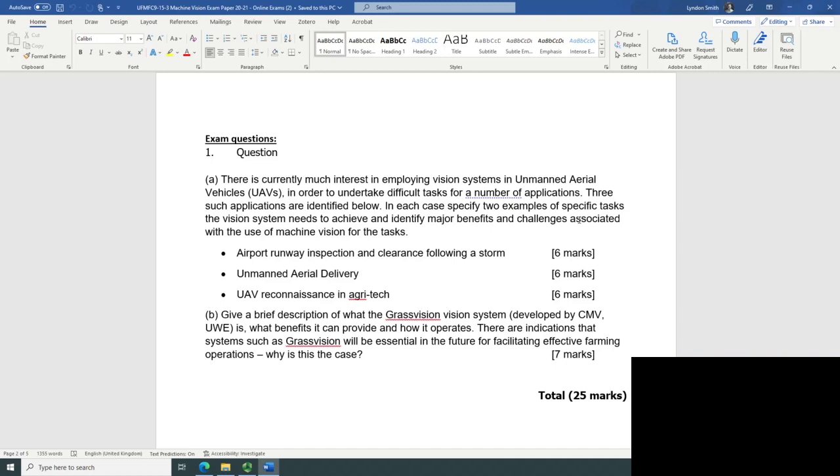So let's see. 3 such applications are identified below. In each case, specify 2 examples of specific tasks the vision system needs to achieve. Identify major benefits and challenges associated with the use of machine vision. Airport runway inspection and clearance following installation. It's pretty obvious, isn't it? The vision system would need to distinguish foreign objects from the ground.